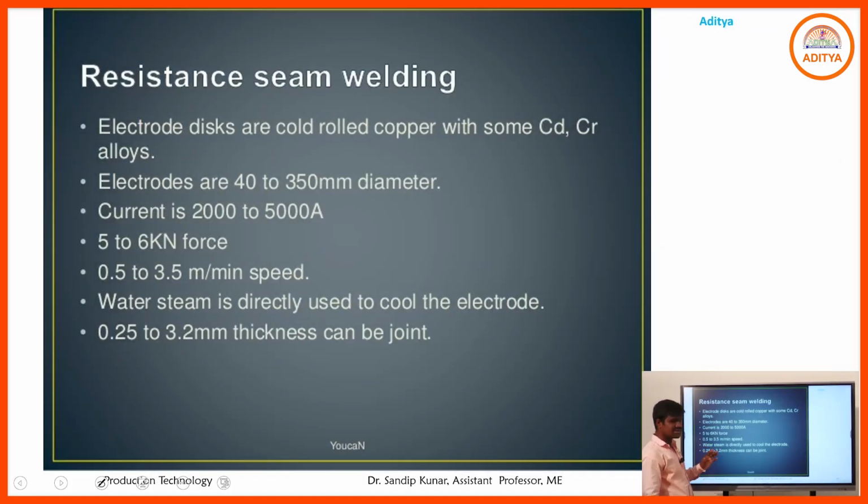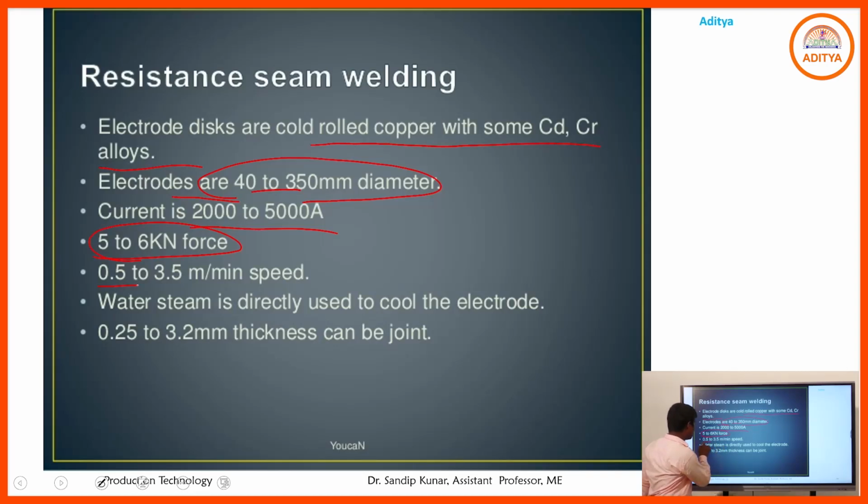In case of spot welding, we have seen different shapes of electrodes, but in seam welding the electrodes are disc type, made of cold rolled copper with some cadmium chromium alloy. The electrodes are near about 40 to 350 millimeter in diameter, and we provide 2000 to 5000 ampere current in resistance seam welding, and apply near about 5 to 6 kilonewton force for joining both the plates.